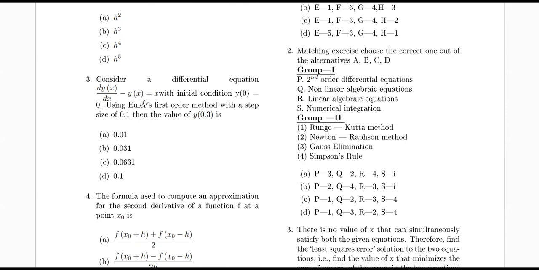Okay, this is on Euler's method. This is same x plus y, whatever we did the problem. Consider a differential equation dy of x by dx minus y of x is equal to x. With the initial condition y naught is equal to 0. Only initial condition is changed. So this is same dy by dx is equal to x plus y. We can do this. Use step size of 0.1 and find the value of y at x equal to 0.3.